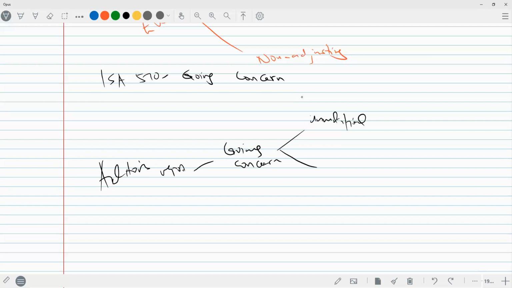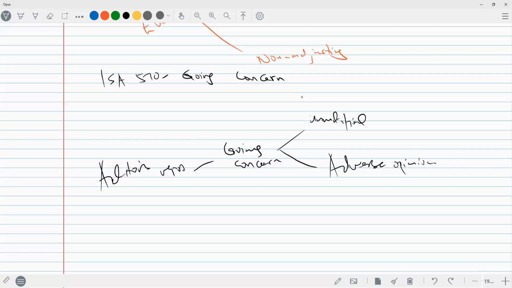If that is the case, where the company's use of the going concern assumption is inappropriate, what do you do? You issue an adverse opinion. Simply, the accounts of this company do not present a true and fair view.